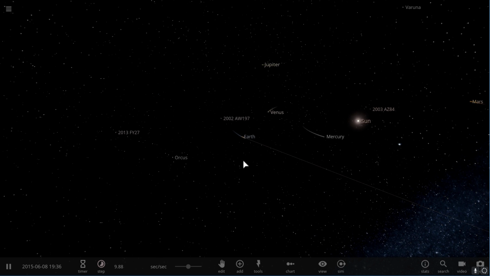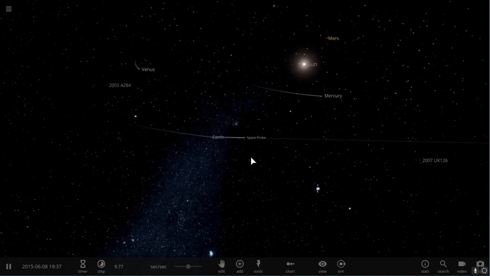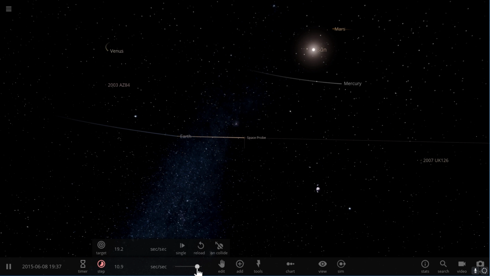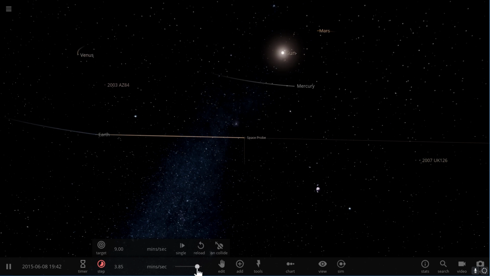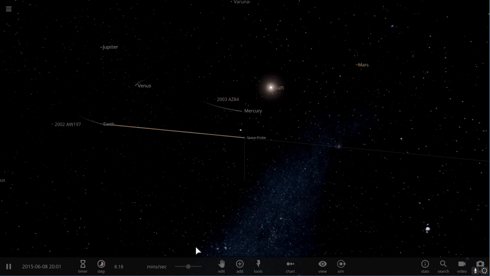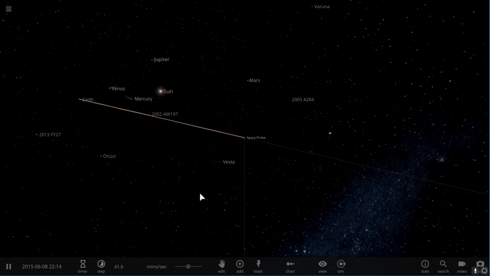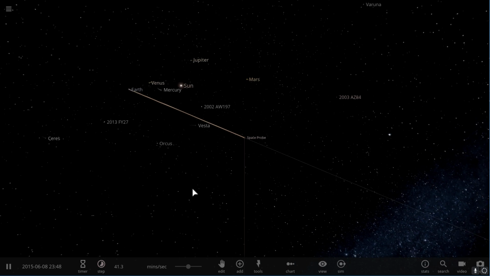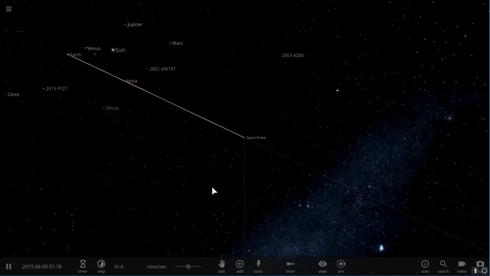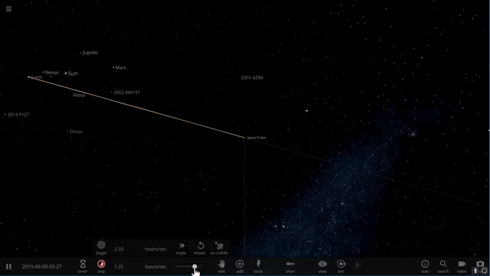And here it's already getting pretty far away. So within only a few days, it's going to be almost outside of our solar system, or at least outside of the inner solar system. And so this is essentially what we're trying to achieve here.